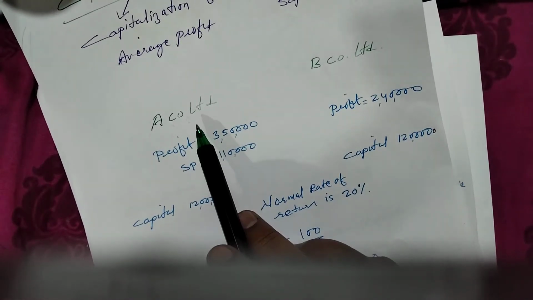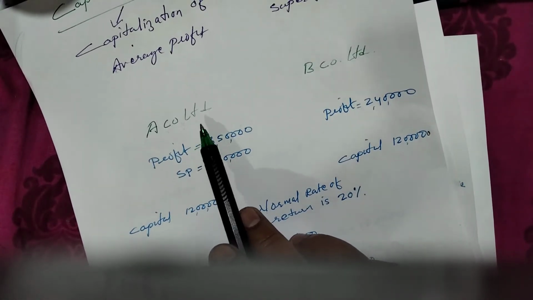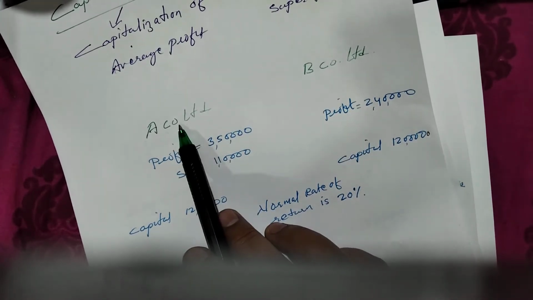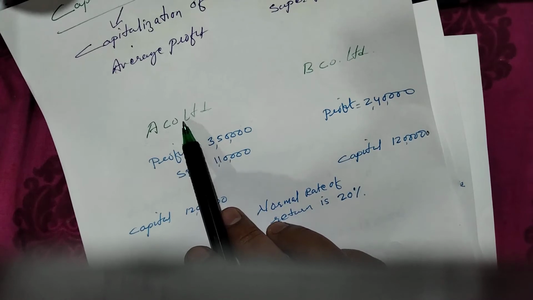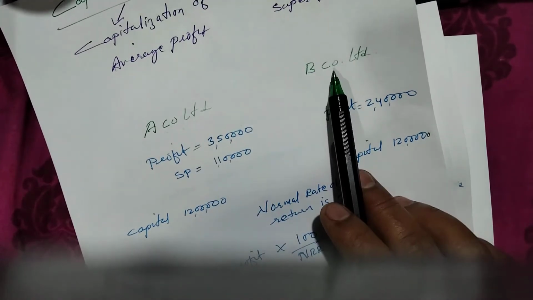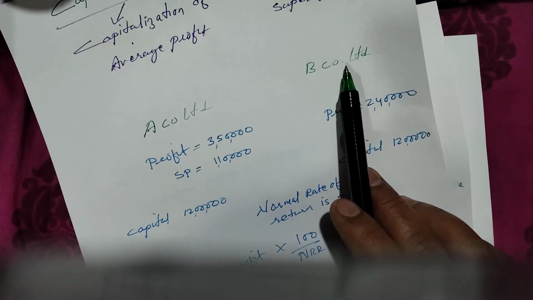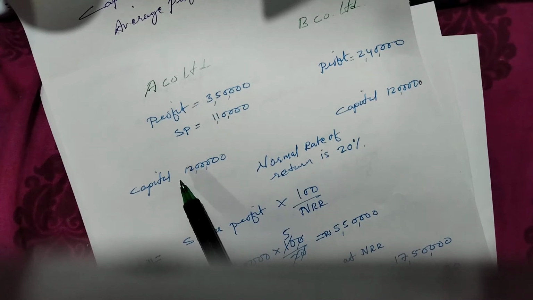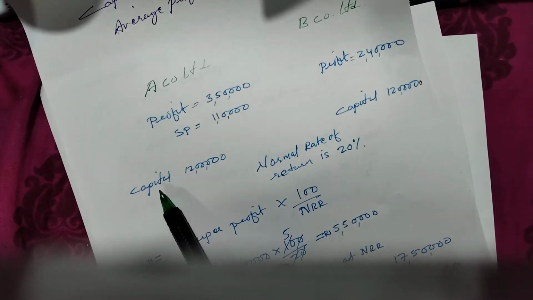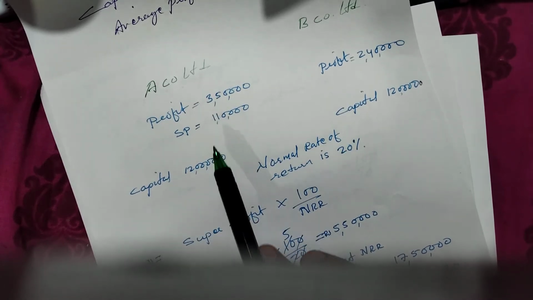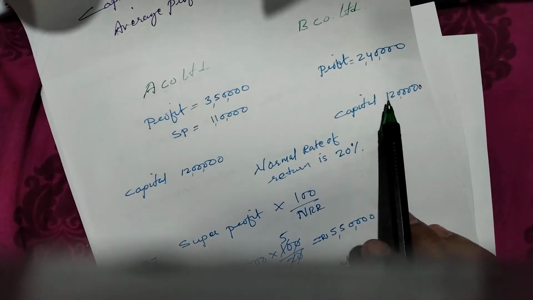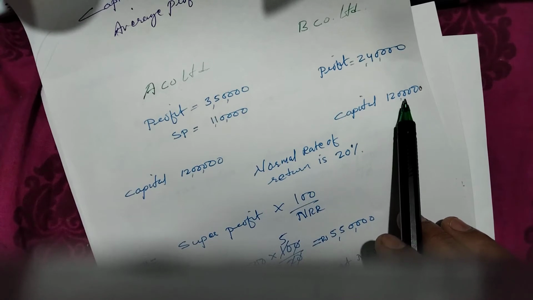Suppose we have got two businesses, A Company Ltd and B Company Ltd. This one is an existing company. Suppose this is a 5 year old business and this is just a 1 year old business. Both of them have invested the same capital last year. Suppose capital invested by A company is 12 lakhs and capital invested by B Ltd is 12 lakh.